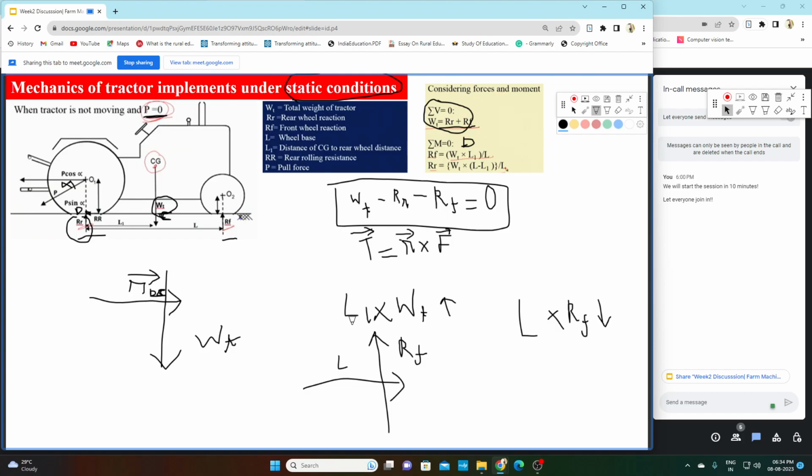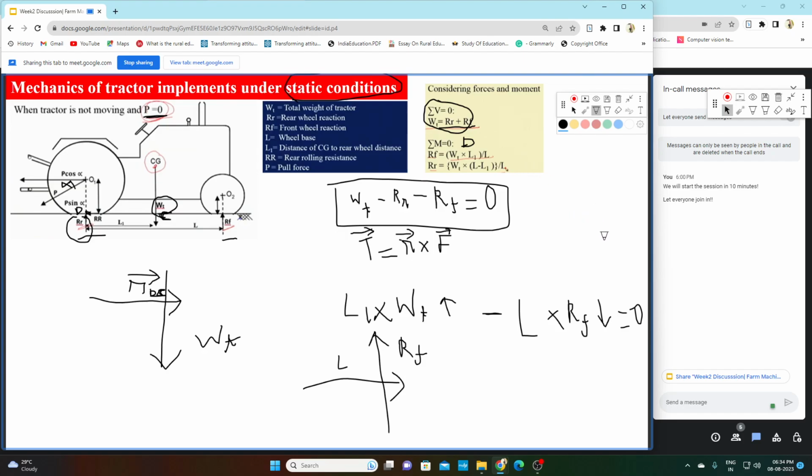So one moment is inside the plane of the board, and one moment is outside the plane of the board. Whenever you take the moment, you will consider one as plus and the other as minus. So if I consider this as plus, I have to consider this as minus, and the sum will be 0. So this is your equation: L1 into WT minus RF into L equals 0. So this is your second moment equation.